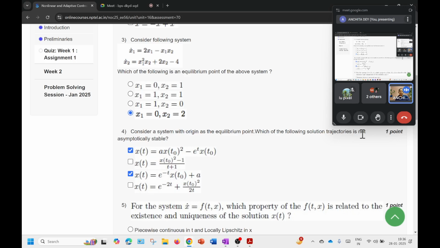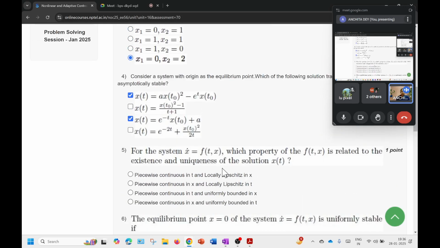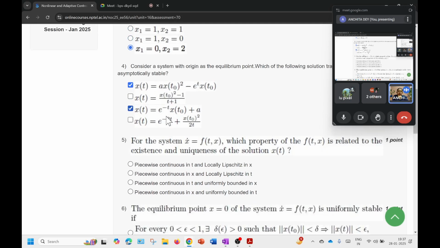I hope you all were careful while solving this. Okay. So we will now move on to the next question. So was this part clear regarding the fourth question? Okay. So yeah, we'll now move on to the fifth one.